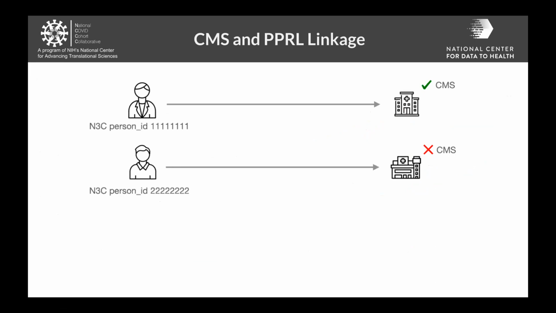So, for example, if you're familiar with N3C, you know that we have person IDs that visit a site, and we might have another person that visits a site. And so these two individuals get different identifications. This site here may have agreed to linkage with the CMS data, but this site did not.